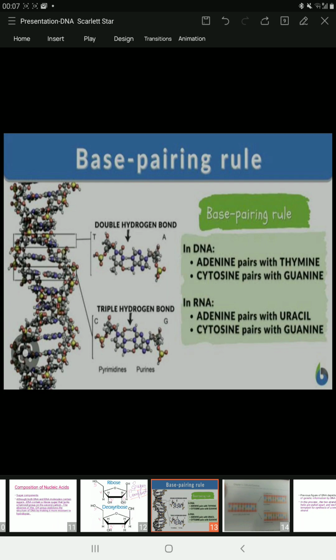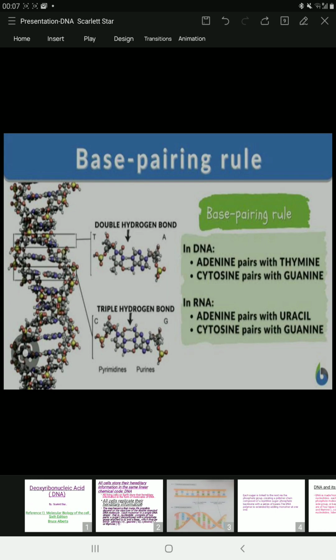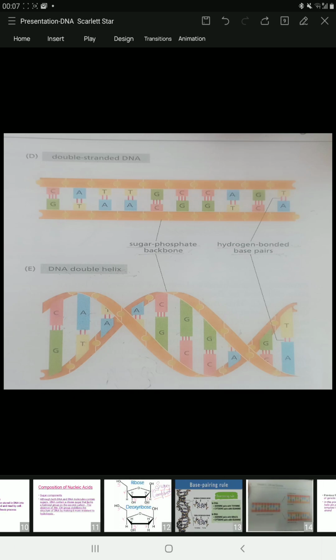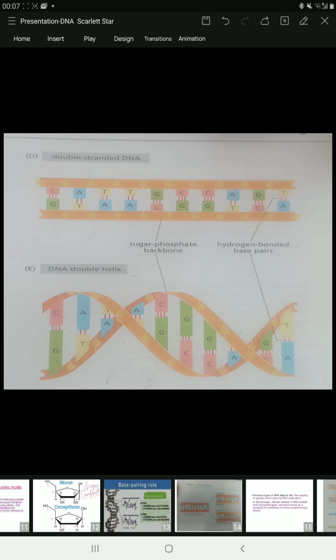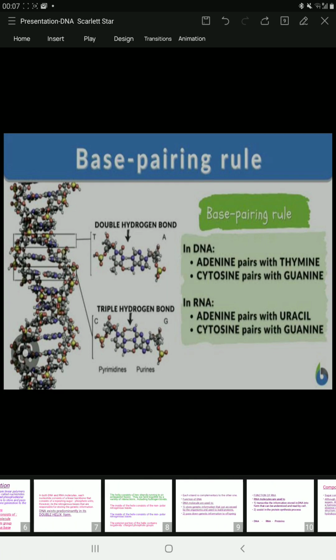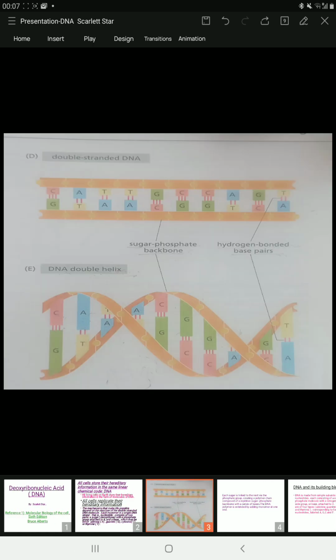Adenine pairs with thymine, which is a double bond, like we have shown here in the above figure. And this is a triple hydrogen bond, which is where G pairs with C, guanine pairs with cytosine. So this is shown in the below figure. G pairs with C.